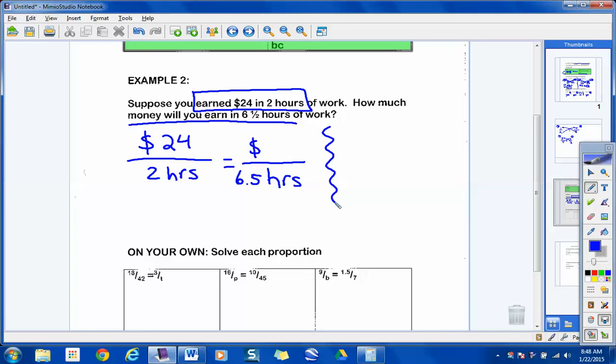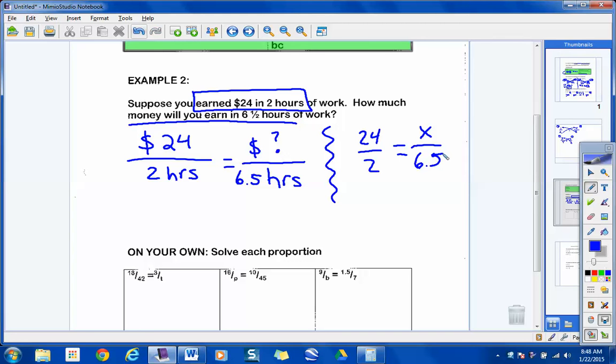Do you guys really agree that this is 24 over 2? We're trying to figure out how much money we earn in 6.5 hours right here, aren't we? Okay, we don't know that. That's an unknown. So I'm probably going to replace that with some kind of a variable. That's our unknown, right? We don't know how much money we're going to make, but that's what we're trying to figure out, how much money we make in 6.5 hours, right?